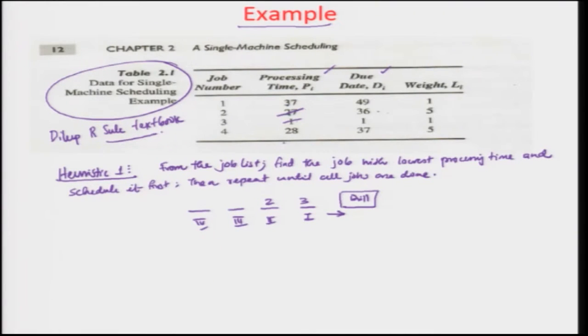Then we go through the list and find that the next lowest processing time is 28, job 4, so this goes here. The last one is this one, so this goes into position 1. So, 3, 2, 4, 1: now we are done with all the jobs and we have a sequence. So, we iteratively built a sequence in this direction.